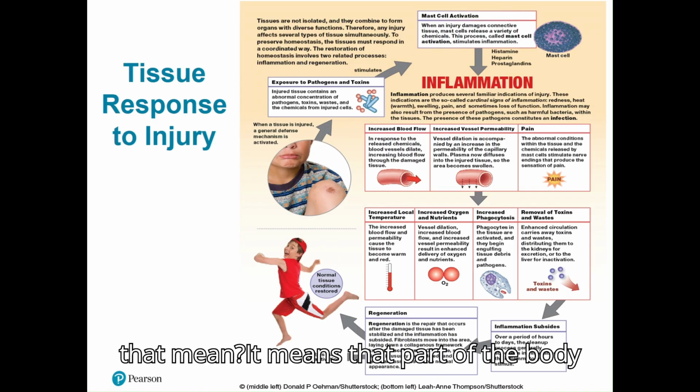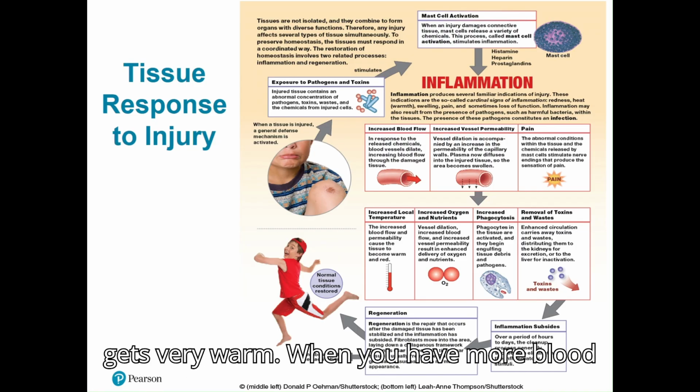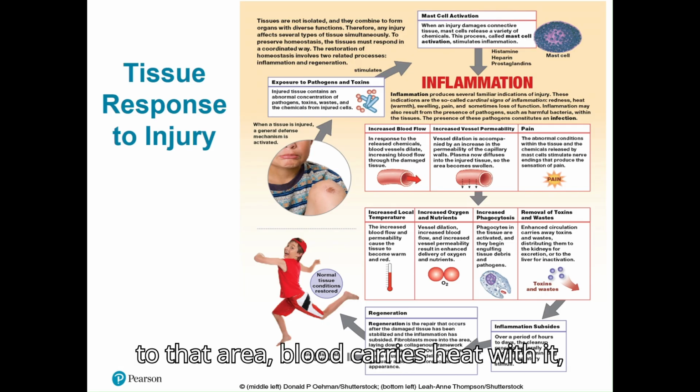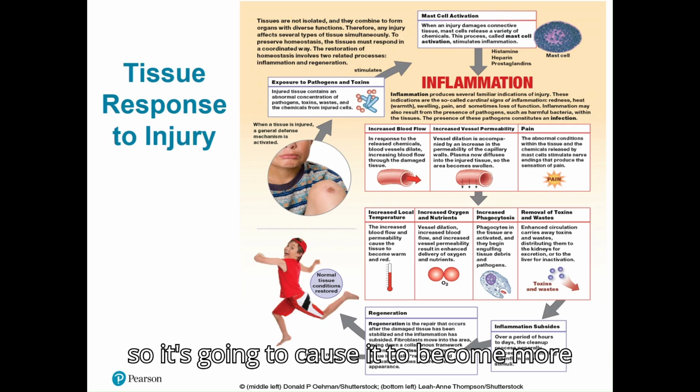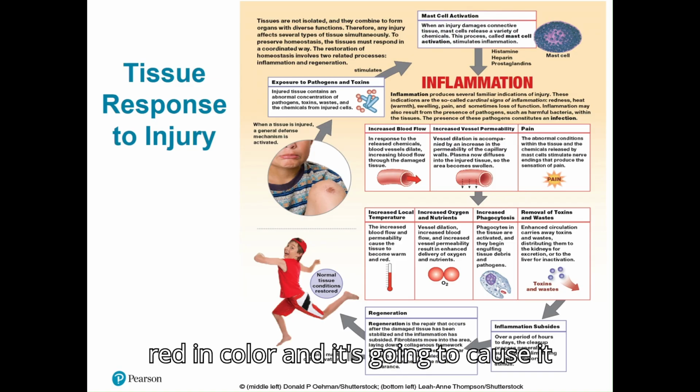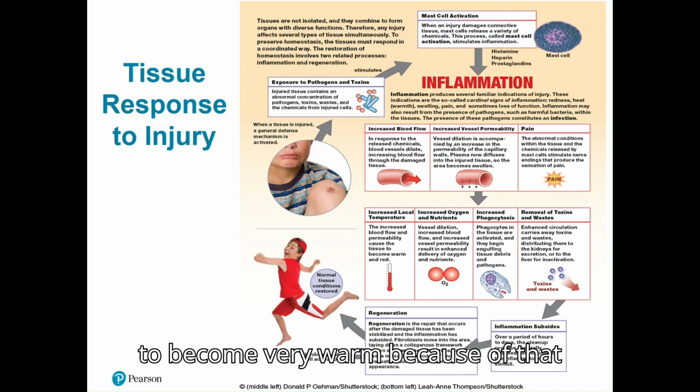Increasing blood flow will cause an increased local temperature. What does that mean? It means that part of the body gets very warm. When you have more blood to that area, blood carries heat with it, so it's going to cause it to become more red in color and it's going to cause it to become very warm because of that blood.